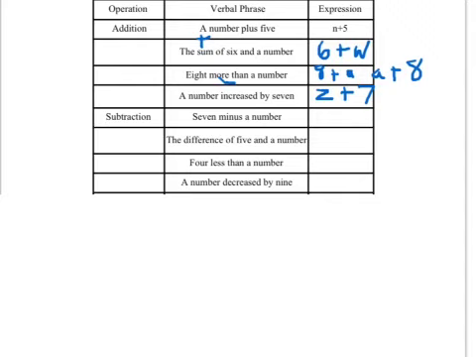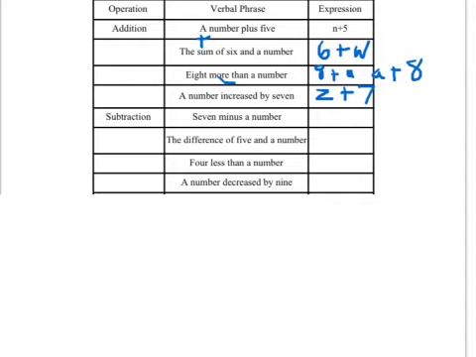7 minus a number. I should say this at the top: all of these examples, notice we've been reading them left to right. We're putting things as they appear from left to right. A number came first, then 5 came second. When we did the sum of 6, the 6 came first, and the variable came second. For 8 more, we said it doesn't really matter. And then a number increased by 7, we start with the number and increase it by 7. That holds true for almost all of these things.